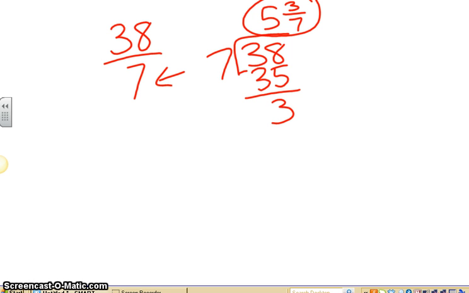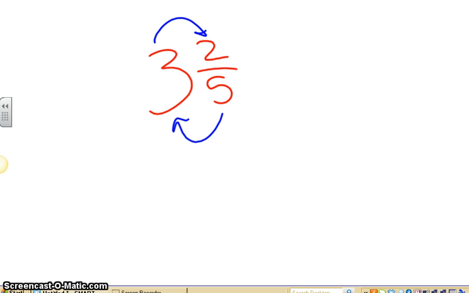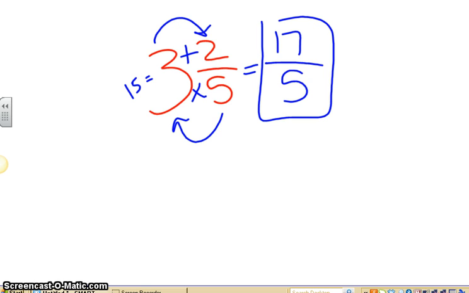So remember, when we convert improper to mixed, we do the division, or we take out wholes. And when we convert mixed numbers to improper, we do our windmill method, which is multiplication is repeated addition. So 5 times 3 is 15. 15 plus 2 is 17. My denominator never changes. So 17/5 is my converted fraction.